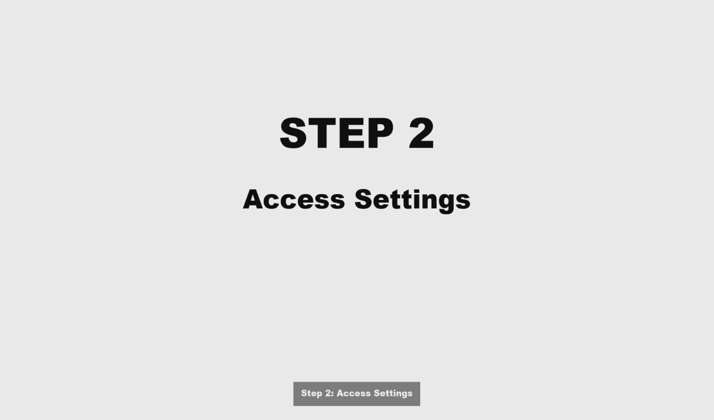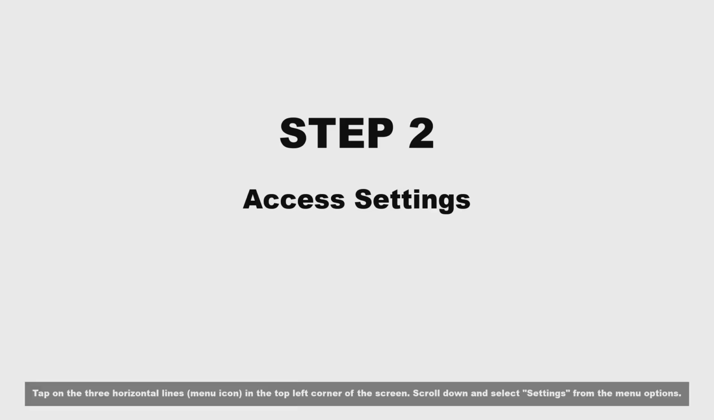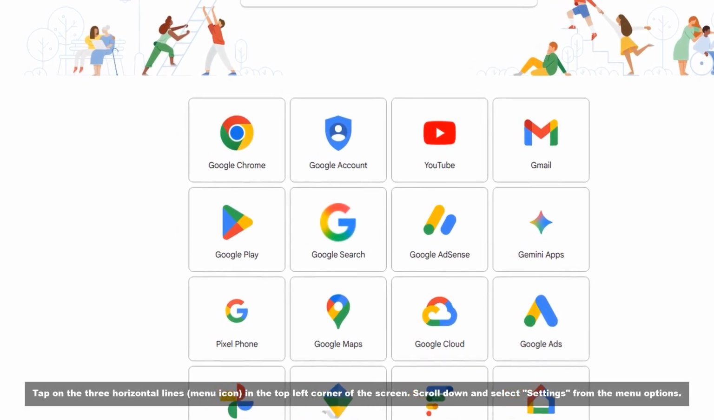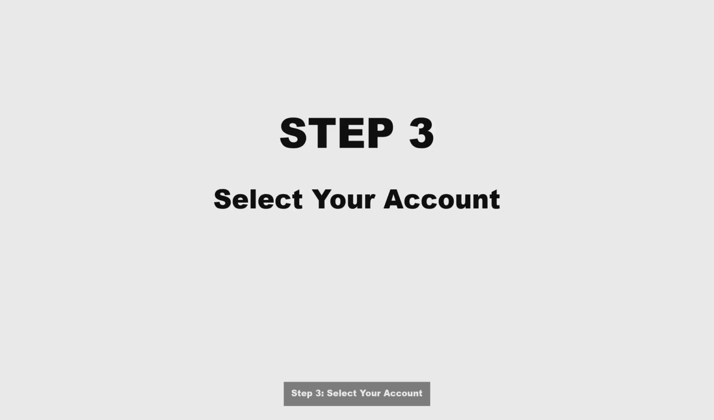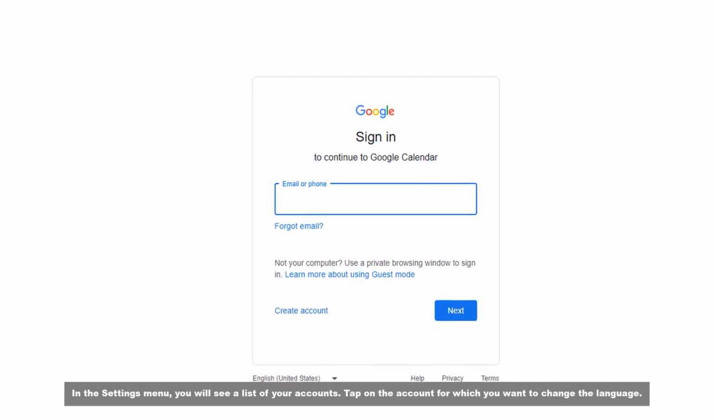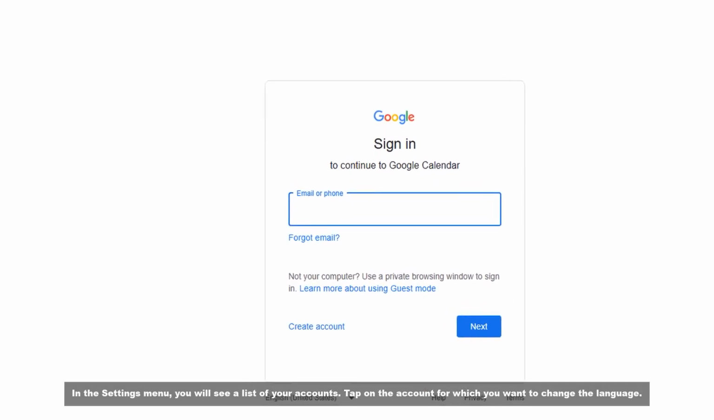Step 2. Access settings. Tap on the three horizontal lines menu icon in the top left corner of the screen. Scroll down and select settings from the menu options. Step 3. Select your account. In the settings menu, you will see a list of your accounts. Tap on the account for which you want to change the language.